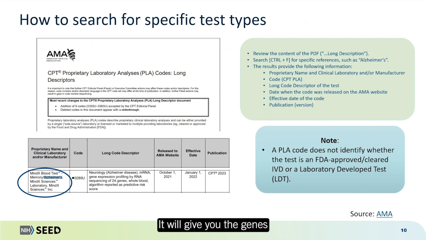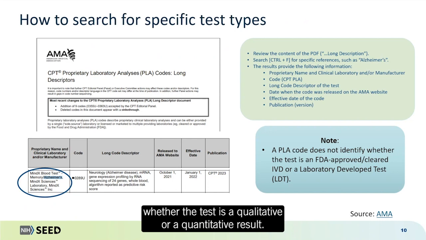It should usually tell you the disease state or condition that is targeted by this test. It will give you the genes or analytes that are targeted, sometimes the number of targets. In this example, you see that there are 24 genes that are targeted by the test, the type of sample, and the modality for the test. It may also occasionally tell you whether the test is a qualitative or a quantitative result.